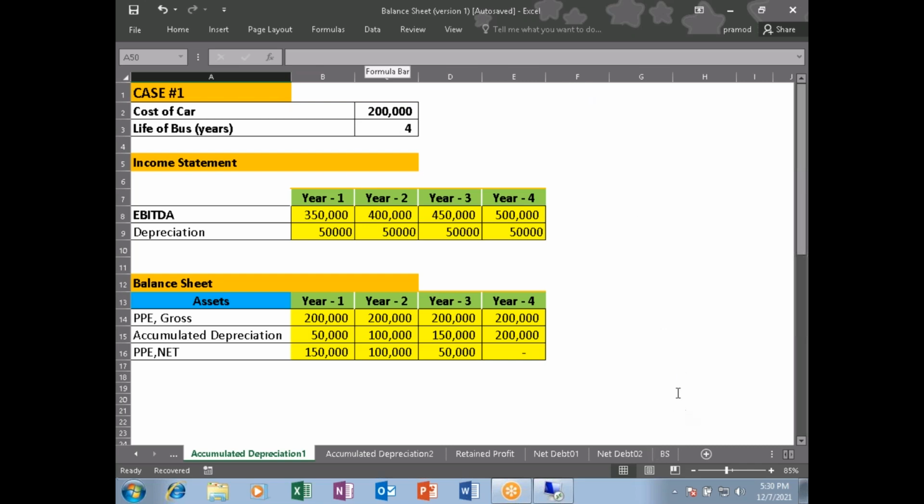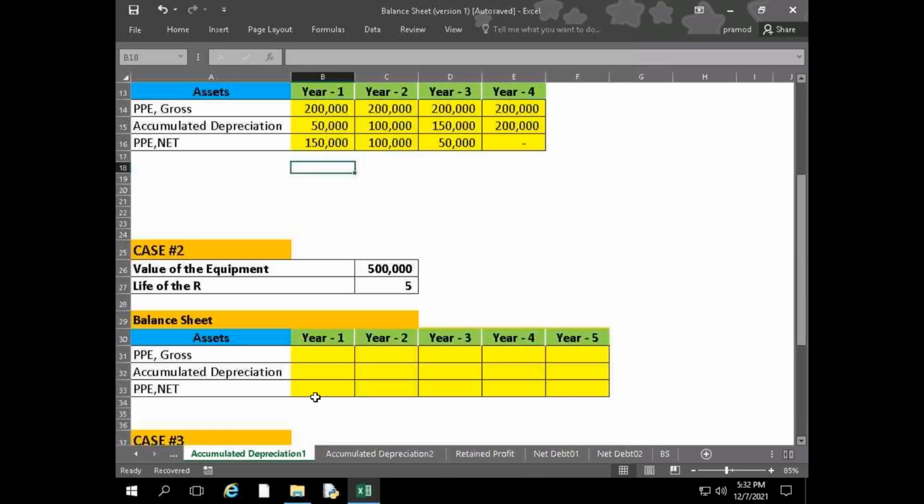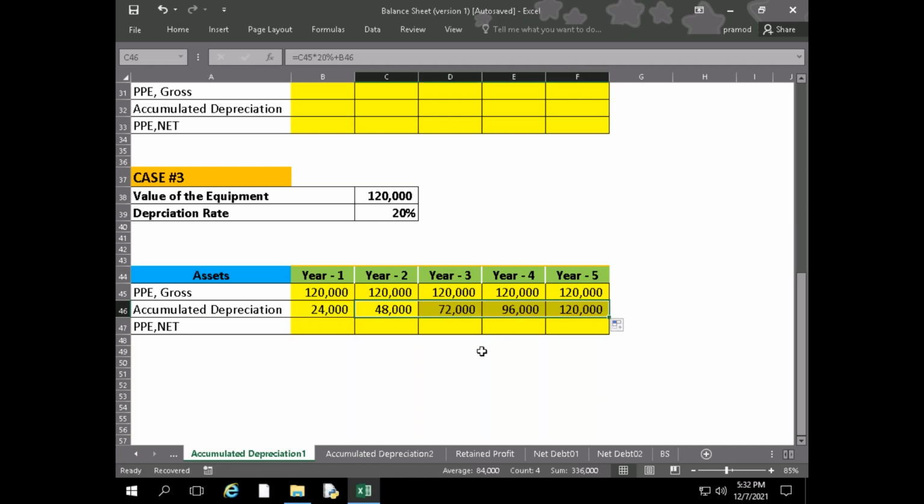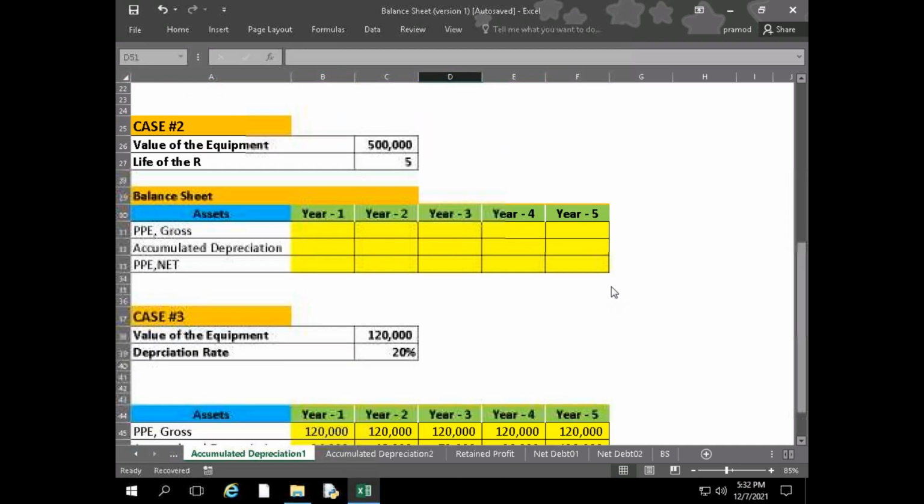Excuse me for 5 minutes, I'll tell that. Okay, you got the answer, fine. So in this, this 120,000 will be the same for all the years. Here, this amount into 20%. Here you need to accumulate it, this amount into 20% plus the previous year. Then add it here, equals this minus the accumulated depreciation. So you got zero. So do it. Excuse me for 5 minutes.